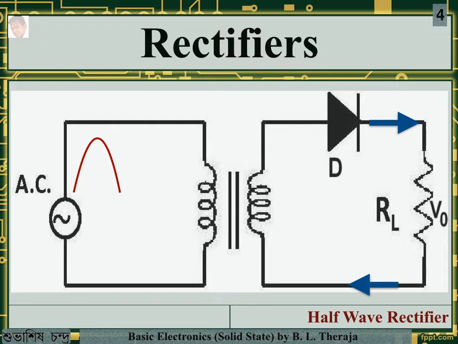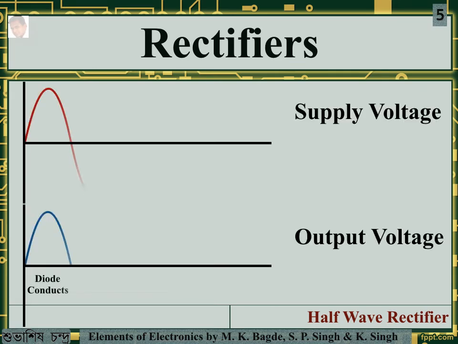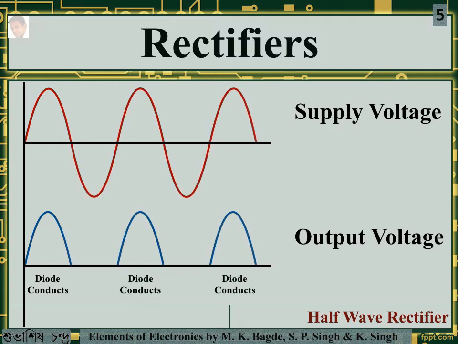In the second half cycle, which is the negative going half cycle, the diode D is reverse biased and there is no current through the load resistance RL, and hence there is no output. Let us look into the output waveform of such a half wave rectifier. On the top of the figure is the supply voltage in red, and on the bottom is the output voltage in blue. You can see that only when the diode conducts do you get an output voltage.